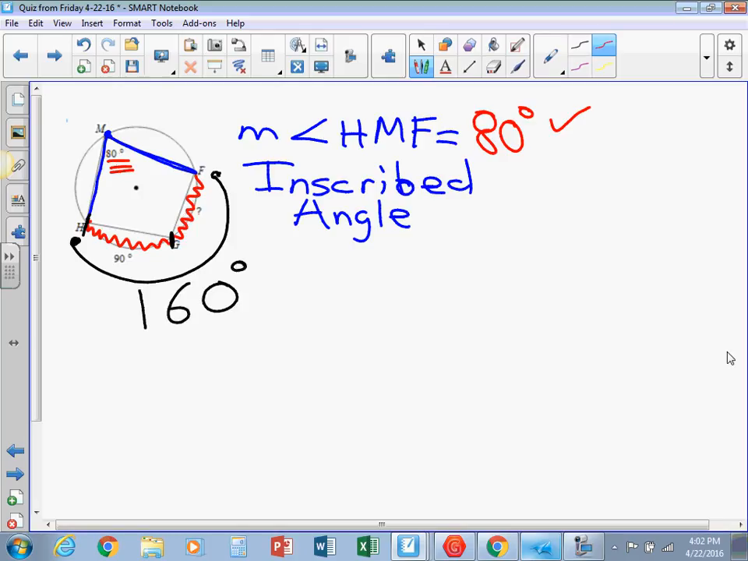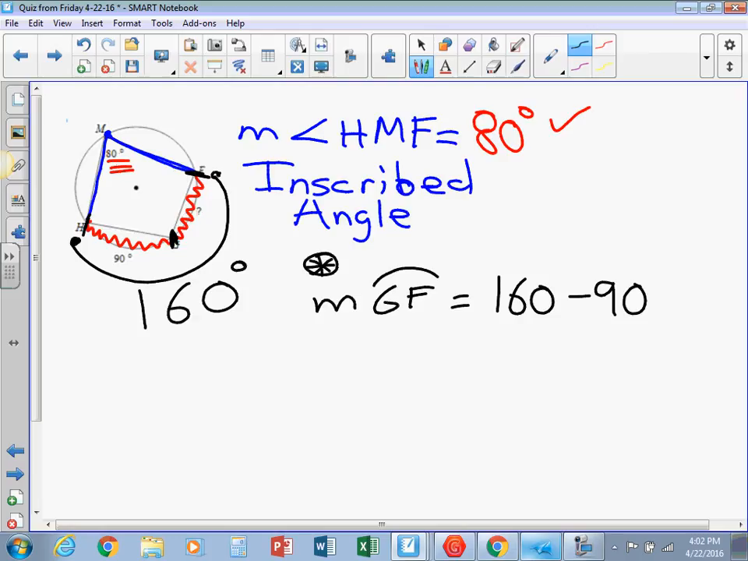And again, my final question is right here. What's the measure of that arc GF? After all, that's where the question mark is here. Well, if the whole thing's 160, and I know a chunk of it's 90, if I just take that chunk out, in other words, if I just subtract it away, I will get the answer that I want. 160 minus 90, I get 70 degrees is the measure of that arc. All right.